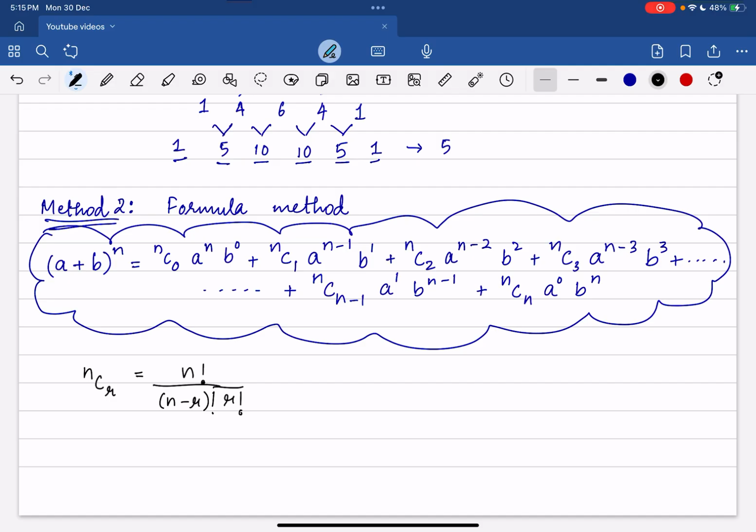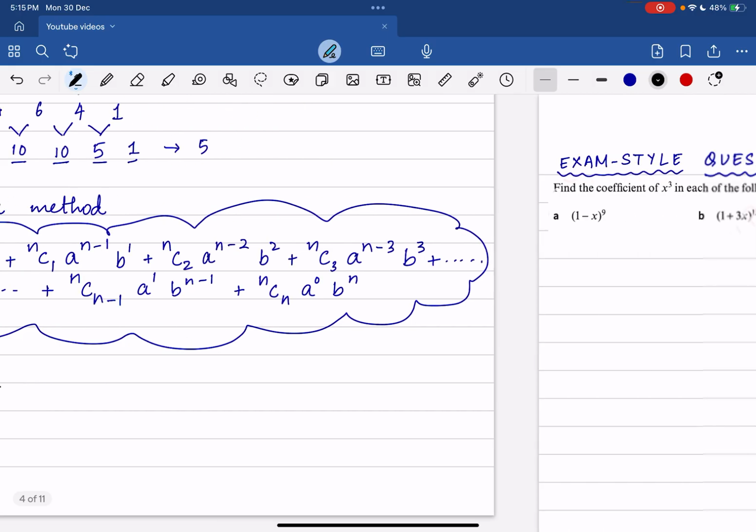In case you don't know this, it's totally fine. You can use the calculator over here directly and substitute the values of n and c and 0, 1, 2, 3, whatever, and you will get your answers. Okay, so obviously we now know what the different methods are. Let's move on to understanding how they can be applied.